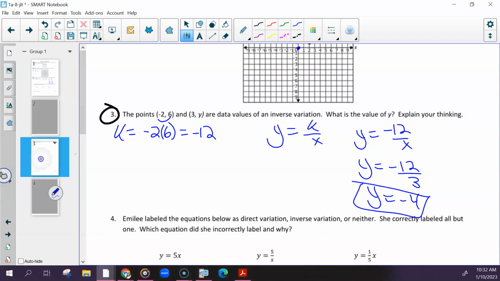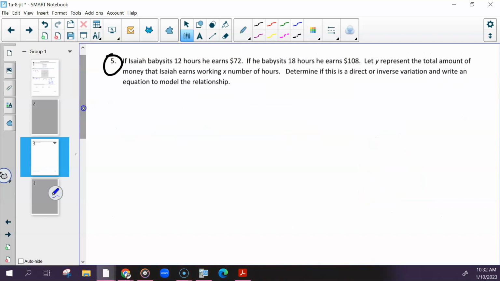And then 5. If Isaiah babysits 12 hours, he earns $72. If he babysits 18 hours, he earns $108. So think about those examples when I said they either go up or down together or they do opposites. Are these going up together or are they opposites? Does the more he works, the more he gains? Yes. So if that's the case, this has to be a direct.